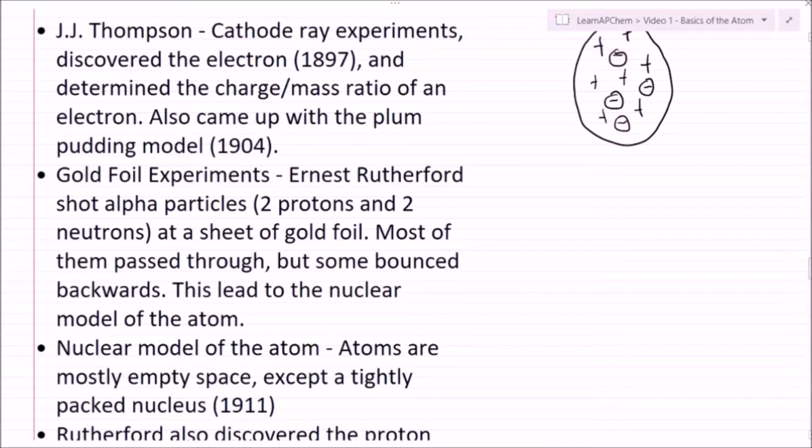Rutherford deduced that these alpha particles, which I'll show right here, just 2 protons, 2 neutrons, were hitting off some sort of tightly packed nucleus, and that's why they were bouncing back. So that's how he came up with the nuclear model of the atom in 1911, saying that atoms are mostly empty space, which explained why most of the alpha particles were going right through, except for a small, tightly packed nucleus, which is why some of these alpha particles were bouncing back the other way.